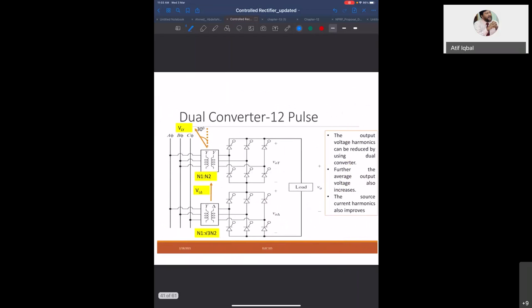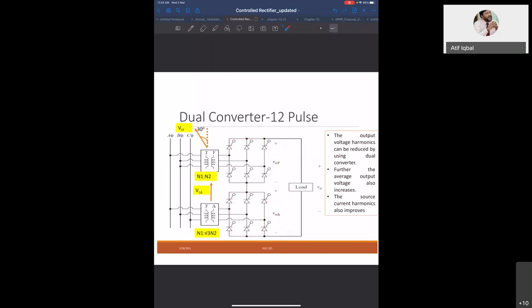Now, next is called the dual converter or 12 pulse converter. We have seen that when we use only one bridge rectifier, we get an output voltage of 6 pulse. Now, if we use two three-phase modules and connect them in series like this, then we get the output voltage across the load of 12 pulse. 6 pulse is coming out from here, and 6 pulse is coming out from here. When you add them together, what we get here is 12 pulse.